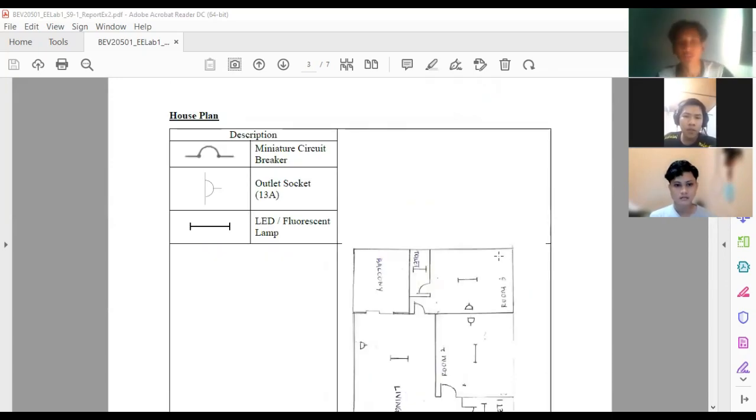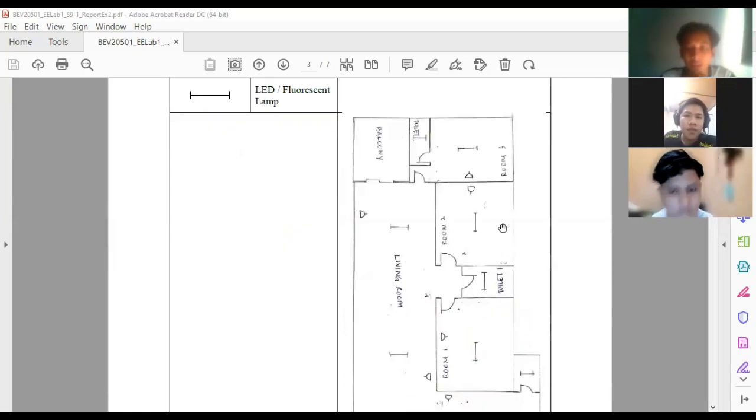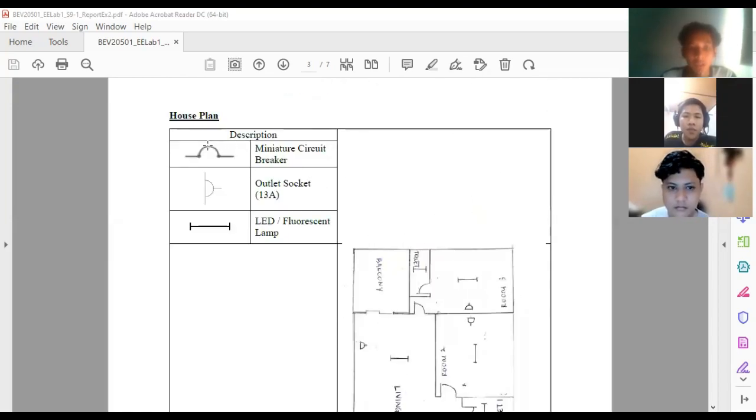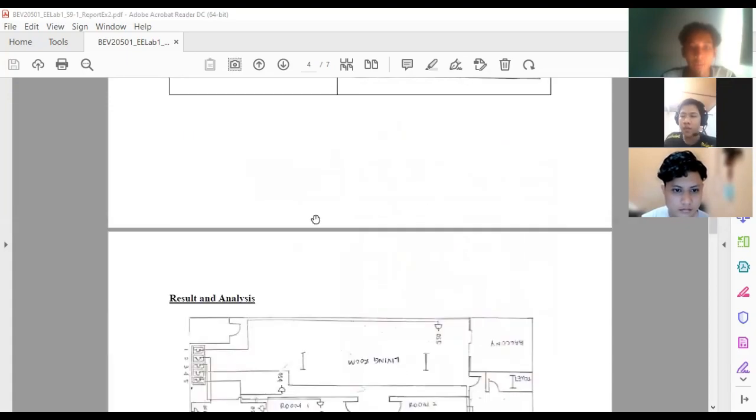My name is Ahmad Sofi bin Zubir Arifin, matrix number AEY90061. For the house plan, this is our house plan, which is my house. Here we can see the symbols of miniature circuit breaker, outlet socket, and also fluorescent lamps.